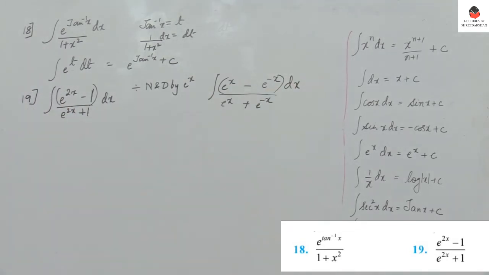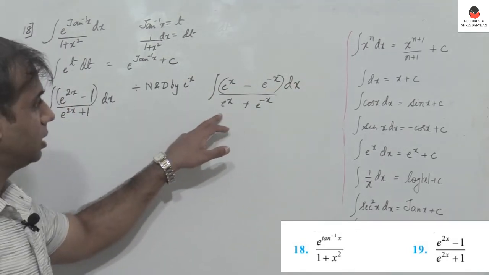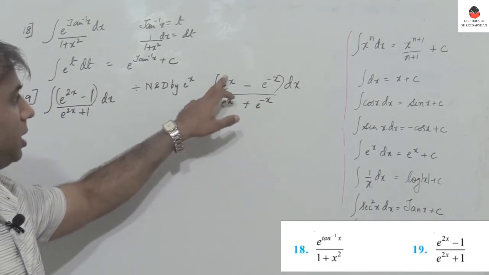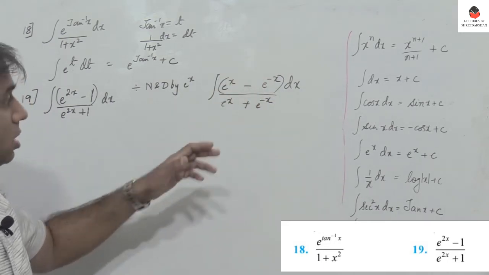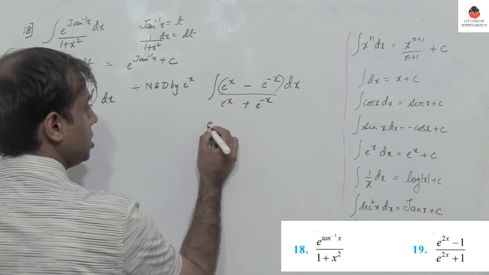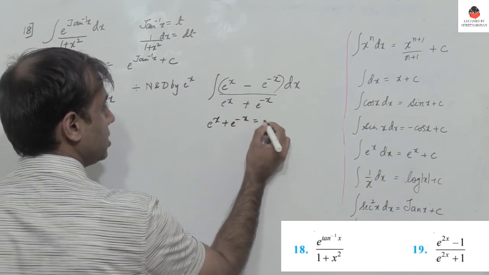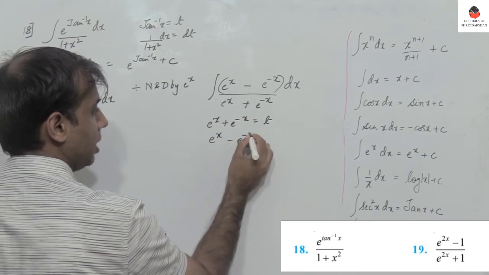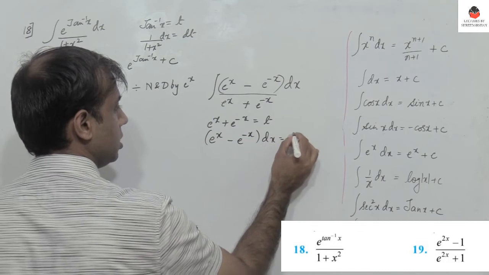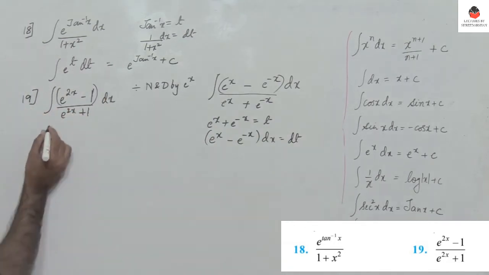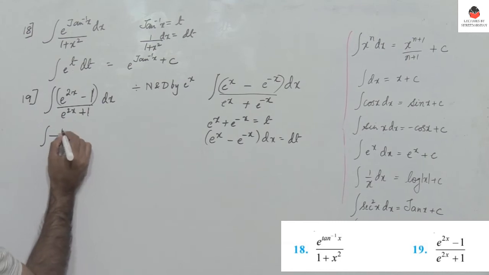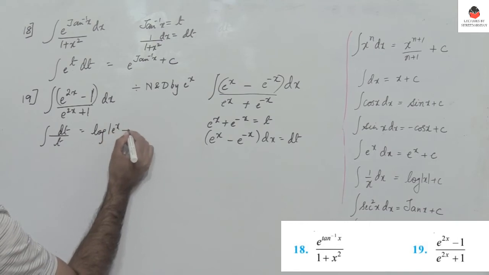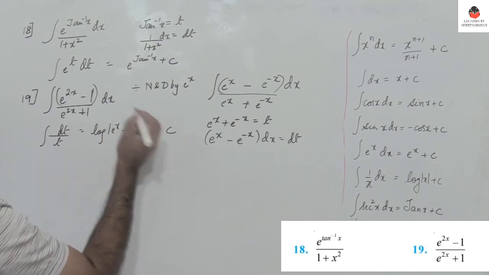right? Okay, so now observe that if I differentiate the denominator, that is e power x plus e power minus x, I get e power x minus e power minus x. So that would give me an idea that I have to substitute e power x plus e power minus x as t. So if I differentiate this with respect to x, I get e power x minus e power minus x dx equals dt. So you have integral, this is 1 by t dt, which is nothing but log t. What is t? E power x plus e power minus x plus c. So this is the answer.